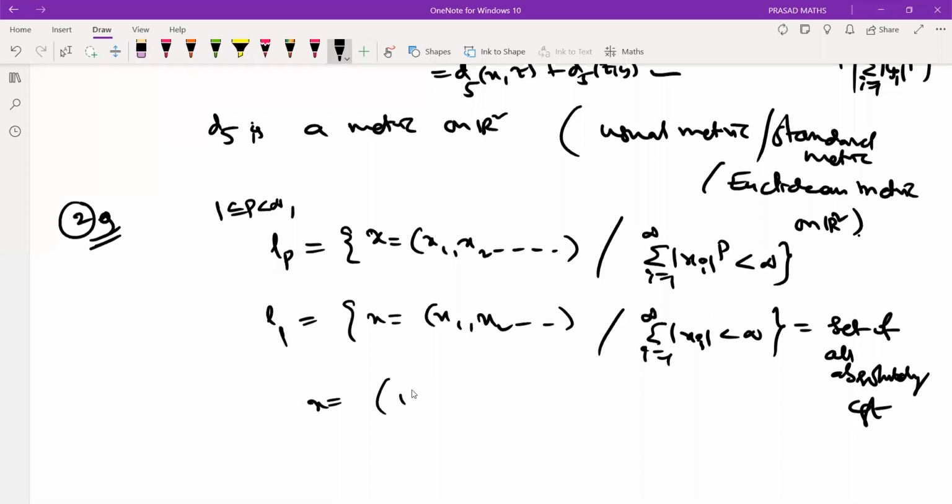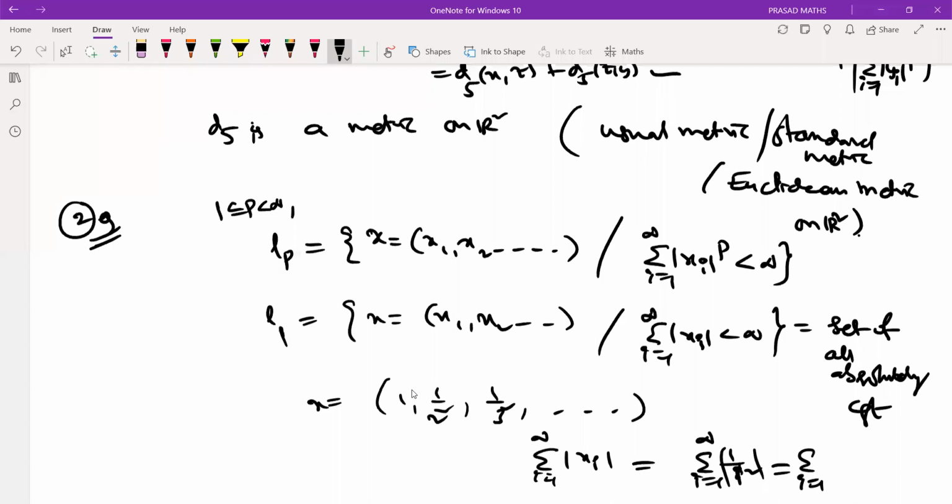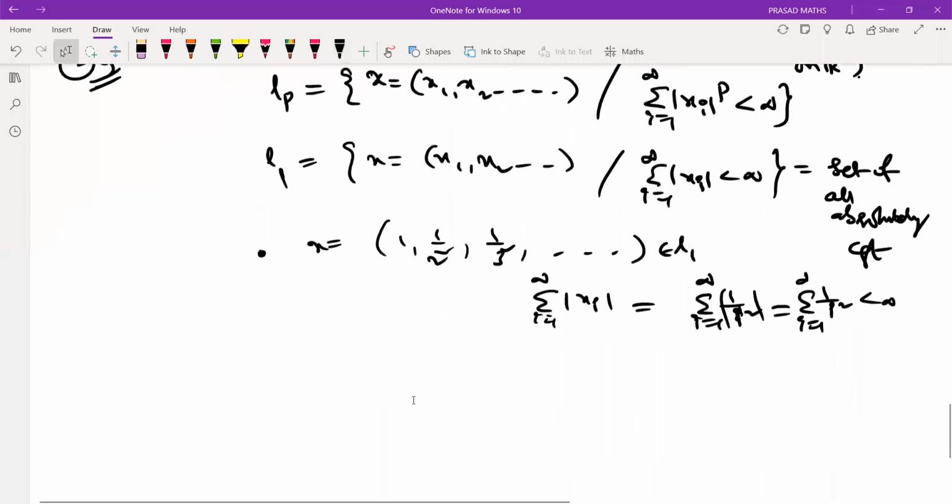Suppose I take 1, 1 by 2 square, 1 by 3 square. This is my sequence. Is it absolutely convergent? Yes. Summation i equals 1 to infinity of |xi|, where xi is 1 by i square. But i square is always positive, so no need to take the modulus. This is convergent by the p-test. So this is absolutely convergent, hence it is an element of L1. Understand? So this is my L1.